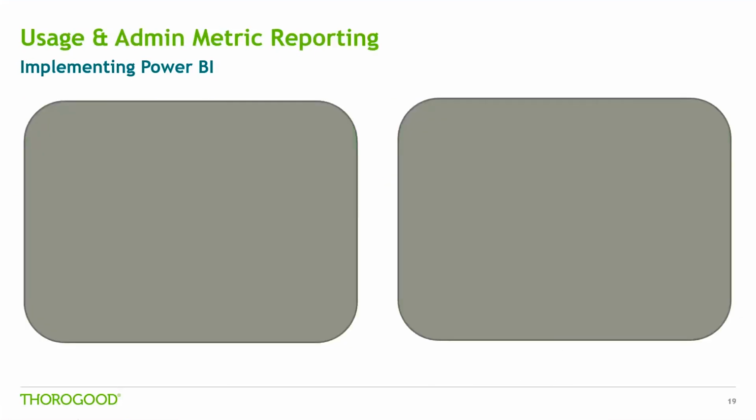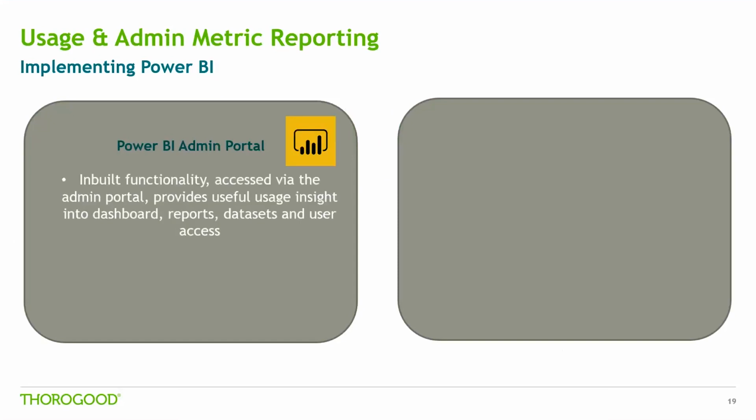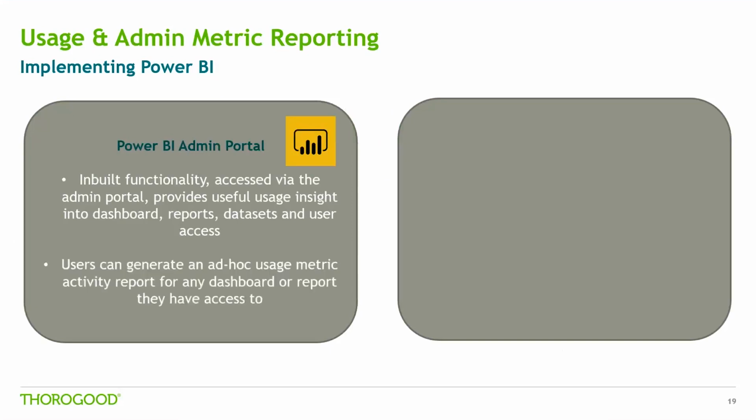And the last item I'll cover here pretty quickly is usage and admin metric reporting. In the same way as performance monitoring, there's some inbuilt functionality in the admin portal. As an admin, I can get some metrics about usage: who's using dashboards, who's using reports, who's using data. I can get pretty quick intelligence about what's happening. Users can also generate their own ad hoc usage reports for any report or dashboard they have access to, which can be pretty interesting for teams that are getting going and wanting to see how their reports are doing.